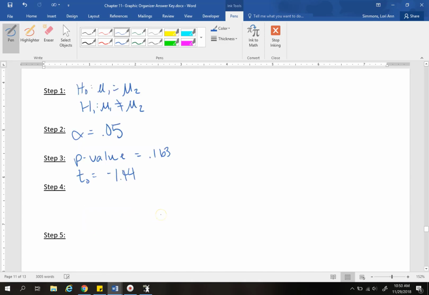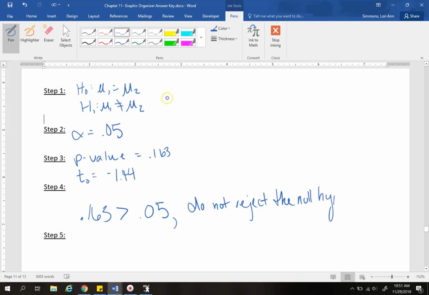Step 4, take your p-value, compare it to your alpha. It is greater than alpha. When it is greater, you do not reject the null hypothesis.